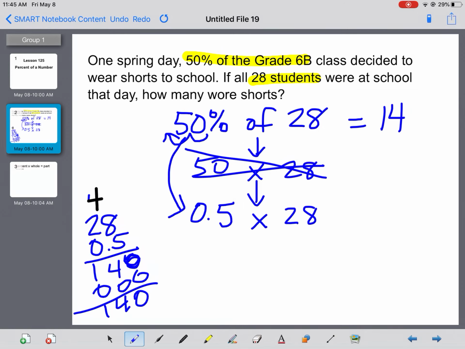Then you have to remember that because there is one decimal place in your question, you have to make sure that there is one number behind a decimal in your answer. We've done that before. So put a decimal between your 4 and your 0, and you end up with what we ended up with in mental math, which is 14. So to find percent of a number, you take the decimal form of your percent and then multiply it by your number, and then you will come to your answer.